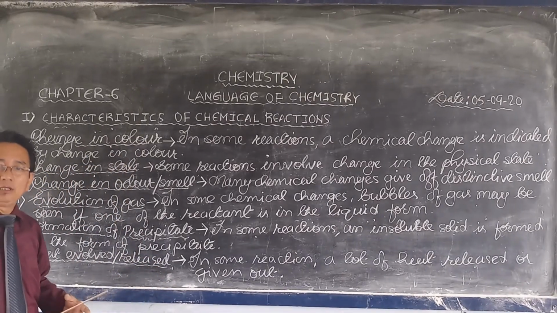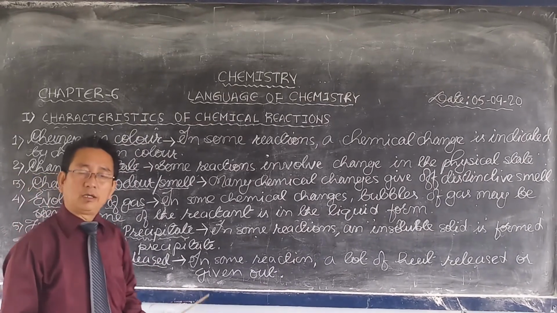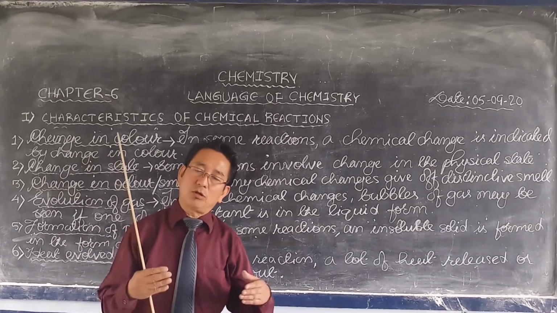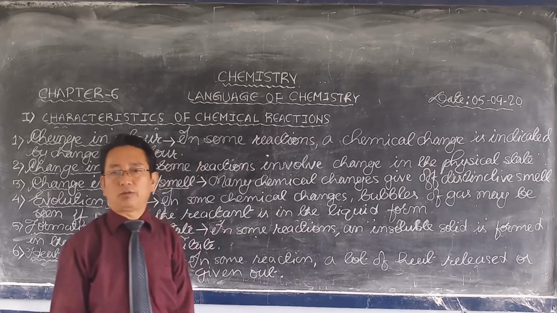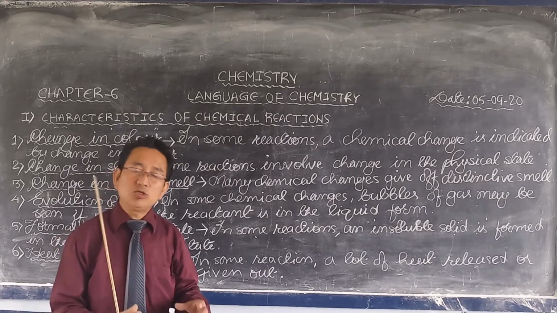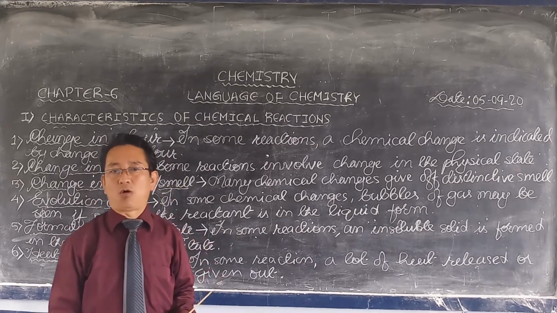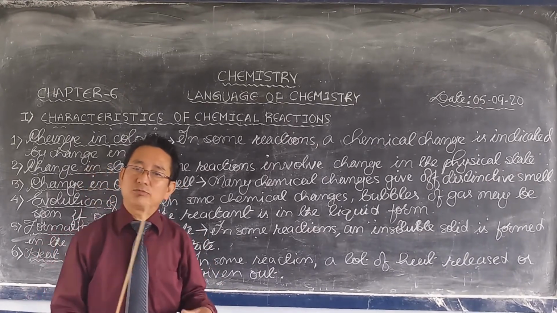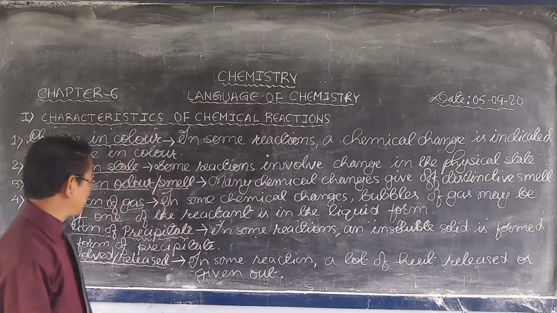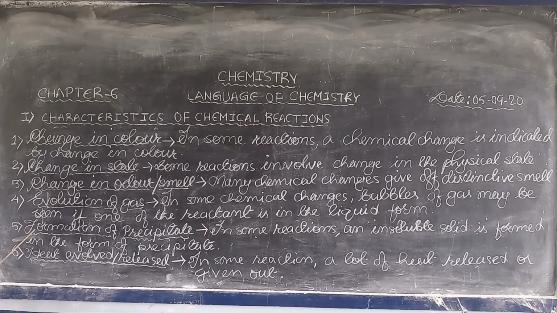For example, when barium chloride solution is added to dilute sulfuric acid, an insoluble solid is formed, that is barium sulfate, in the form of precipitate. And the last one here, heat evolved or released.